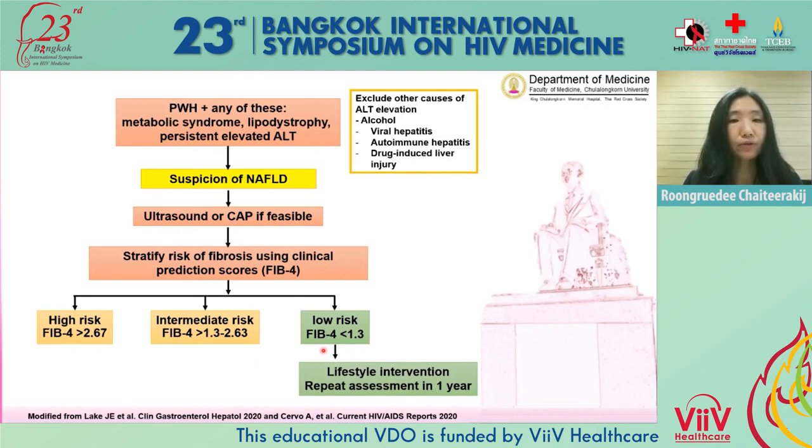If the patients have a FIB-4 score greater than 1.3, it means that the patients have intermediate or high risk of having fibrosis. I would recommend that you refer to a hepatologist for careful investigation and treatment of the patients.